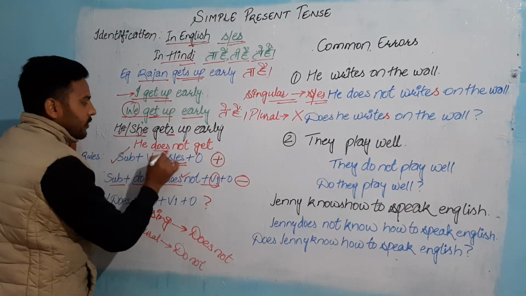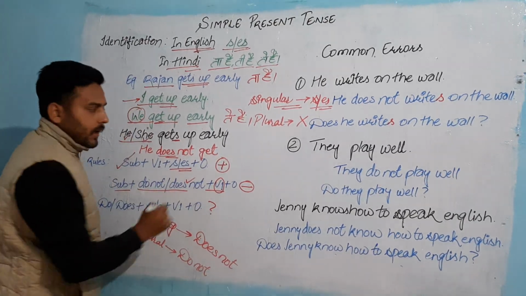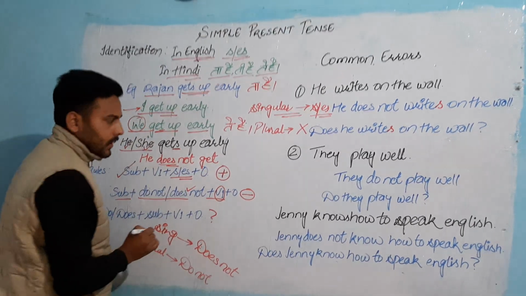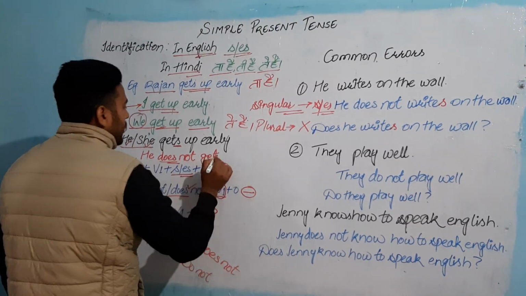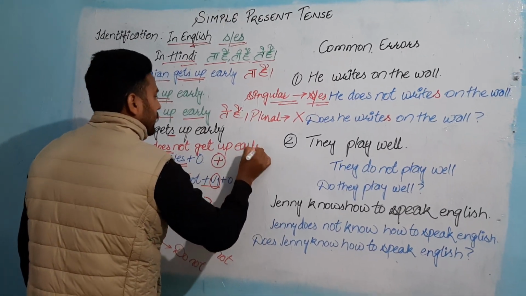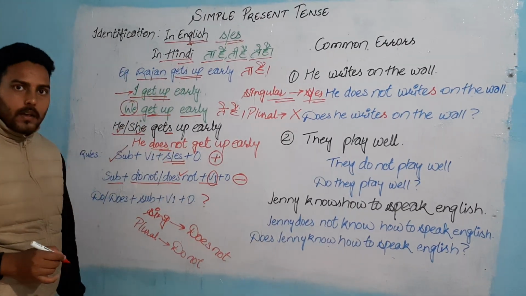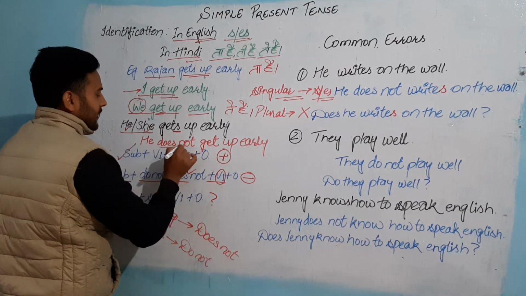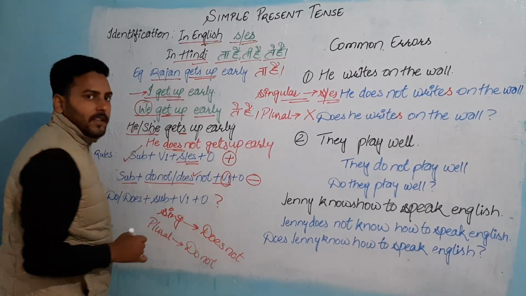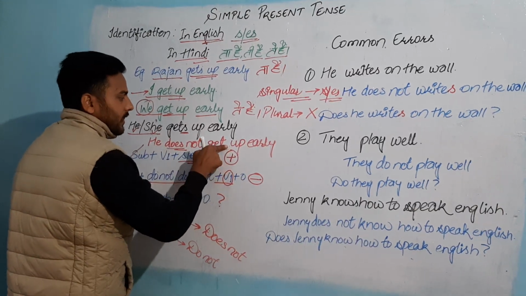Why? When you use does not, you no need to use s again here. Now, he does not get up early. That's it. If you use here he does not gets, if you speak like this or if you write like this, your sentence will be incorrect.